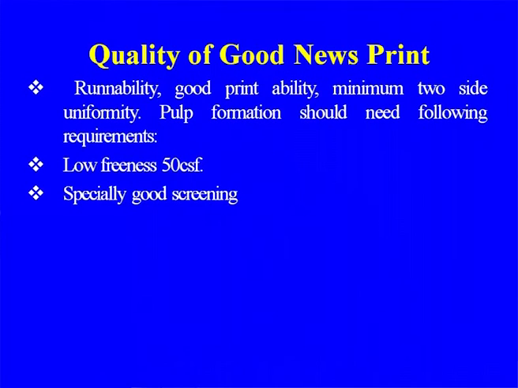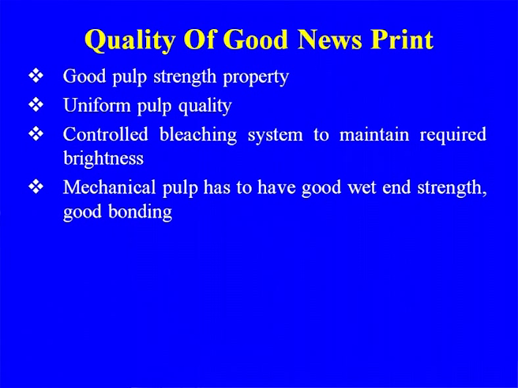Quality: these are some of the requirements in case of runnability, good printability, minimum two-sidedness. Pulp formation should need the following requirements: low freeness, because that is also very important, as freeness measures the drainage of the water; especially good screening should be there, good pulp strength, uniform pulp quality, controlled bleach system. Mechanical pulp has to be good in weight and strength and good bonding during paper making. So, these are some of the requirements.